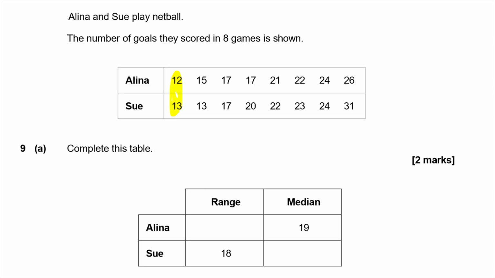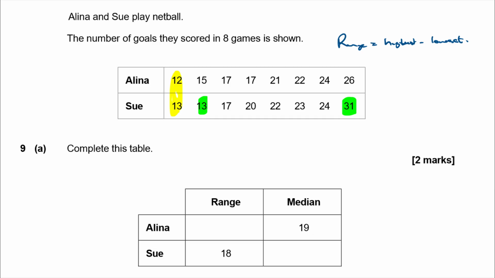The first column says range. I already know Sue's range is 18, and I want to find Alina's range. Now remember, range is highest minus lowest, isn't it? Range equals highest minus lowest. Now you can see from Sue's, her highest was 31 and her lowest was 13, and that's where the range of 18 comes from then, isn't it? Because 31 take away 13 is 18.